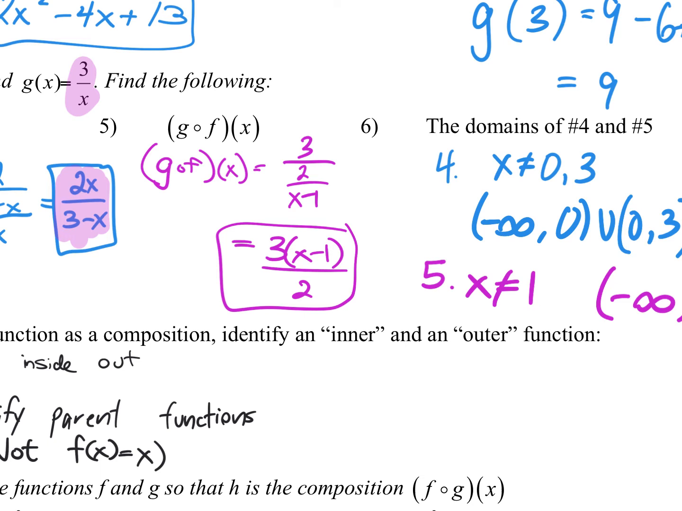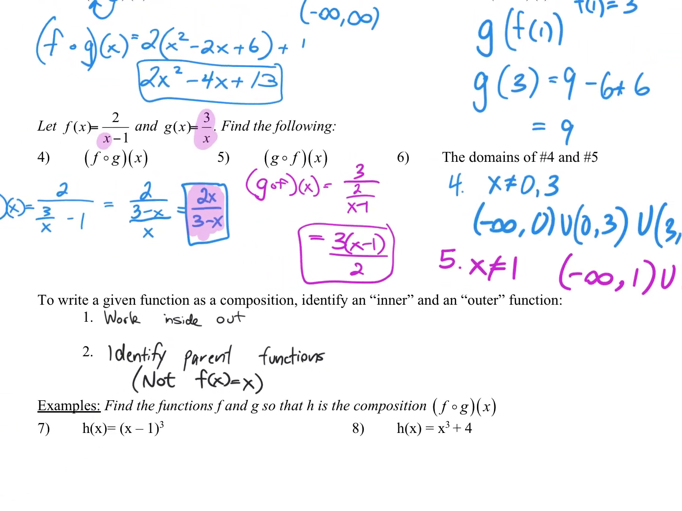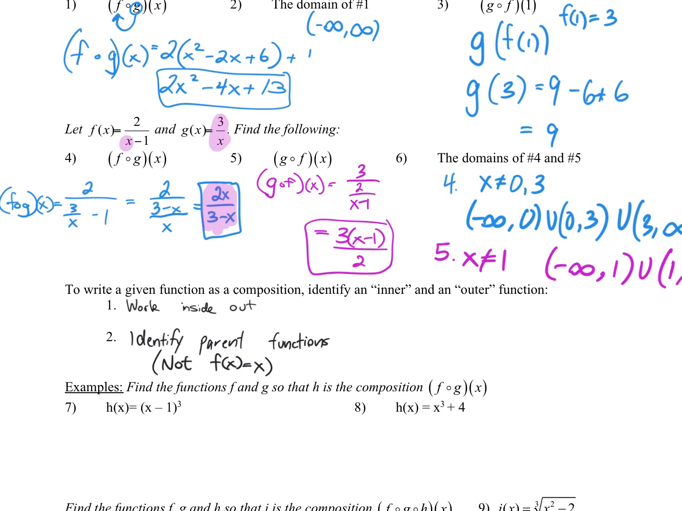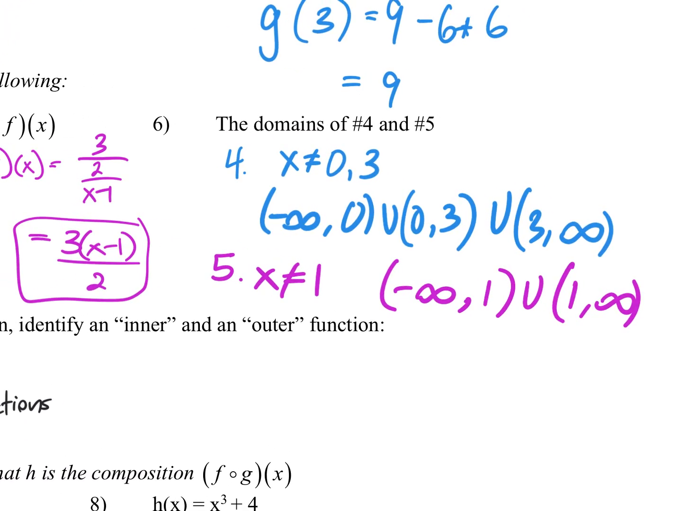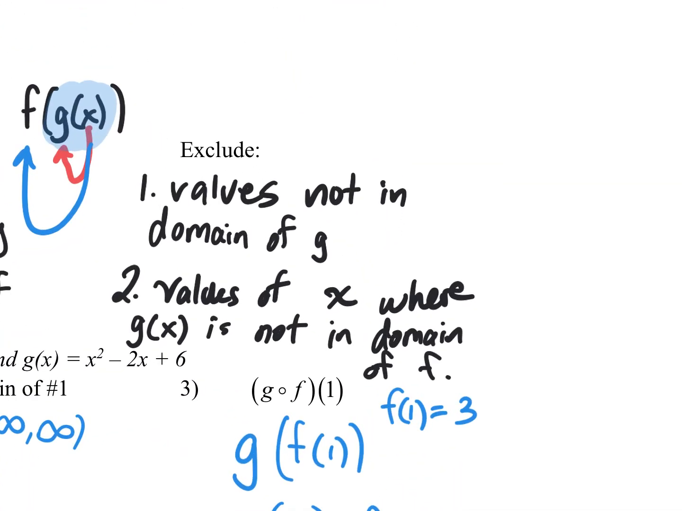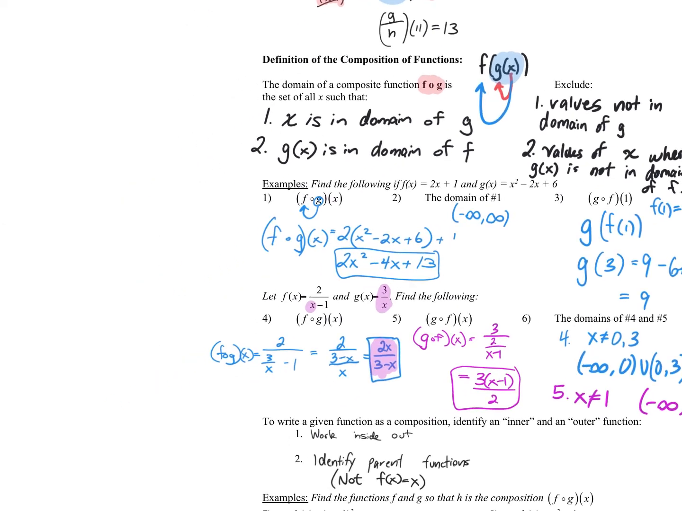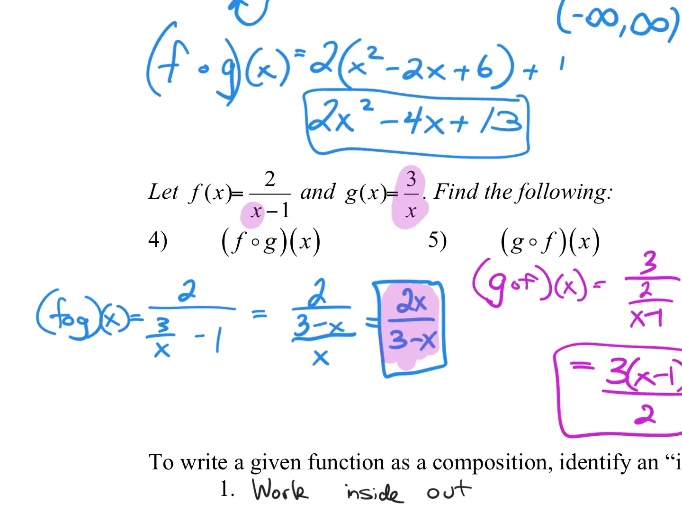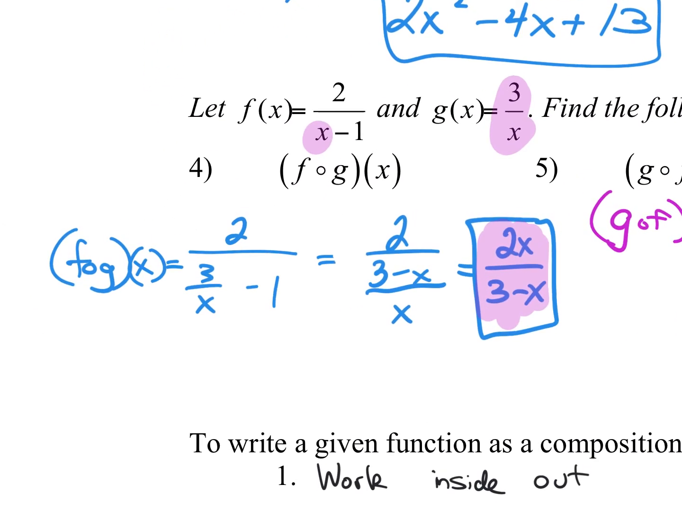We took all of f of x and plugged it in wherever we had an x in the function g. And again, we simplified. The tricky part here, especially when we're dealing with fractions, is domain. Remember, and I'm going to just scroll back up here, we need to first identify values that would not be in the domain of our inner function, in this case g. So if I look at number 4, what values would make this function here, g of x, undefined?